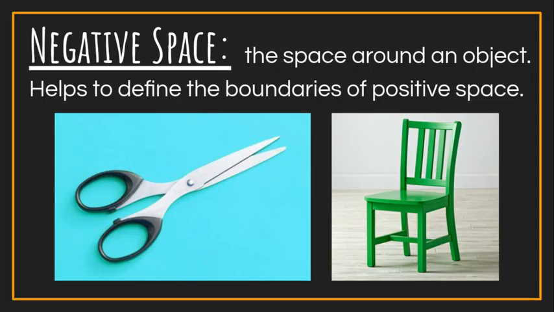This helps us define the boundaries of positive space. Where negative space ends, positive space begins. That is all of our background area, that whole emptiness, but it is also the space in between parts of your subject, like the finger holes for the scissors and all the little holes in the chair. That is also negative space. Positive space you can touch. Negative space is like the air in between and around everything else.